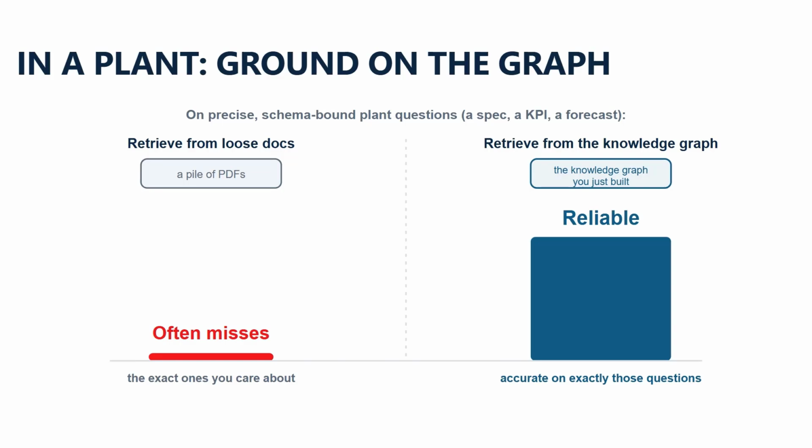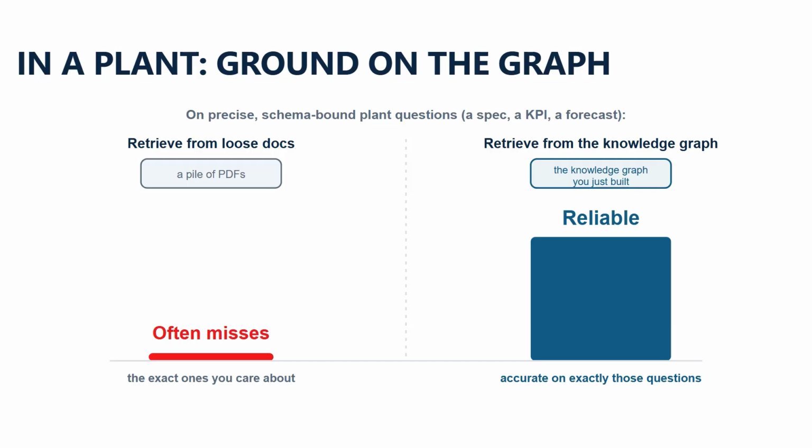But here is the plant-specific catch, and it matters. What you look up from makes or breaks it. If RAG just searches a pile of loose documents, it does fine on vague questions and surprisingly badly on precise ones, the exact plant questions you care about, like a spec, a KPI, or a forecast, where loose document search can miss almost entirely. Ground that same lookup on the knowledge graph we built earlier, the connected structured data, and in benchmarks, accuracy on those questions climbs sharply. Same technique, completely different reliability, so in a plant, RAG should ground on the graph, not a folder full of PDFs.